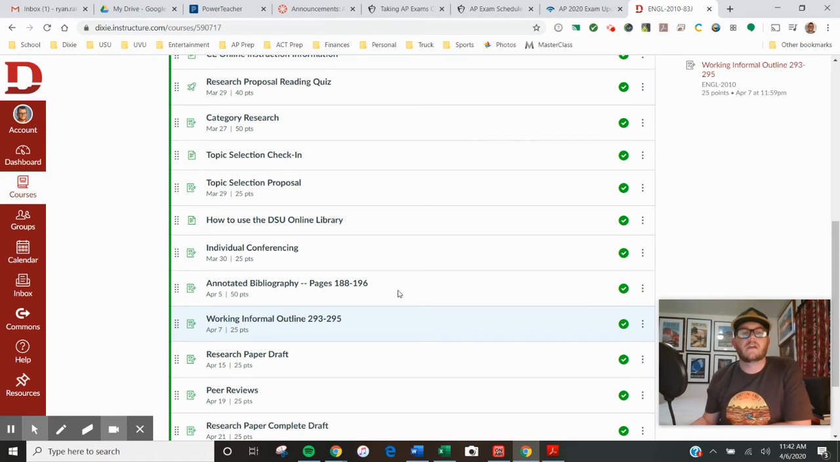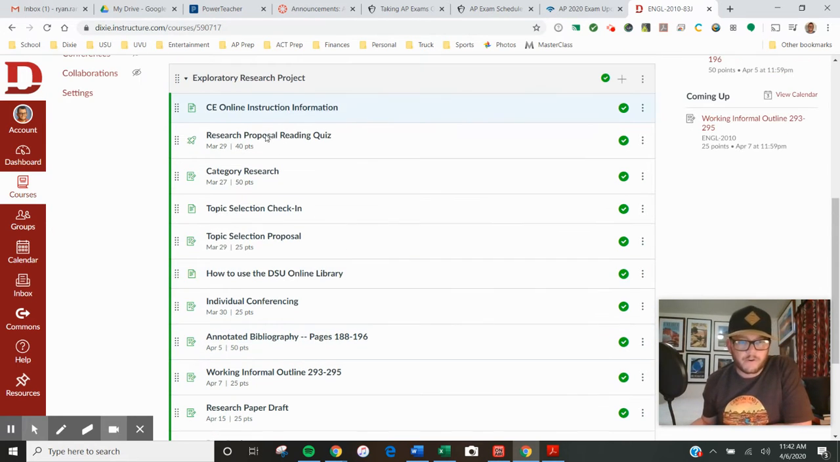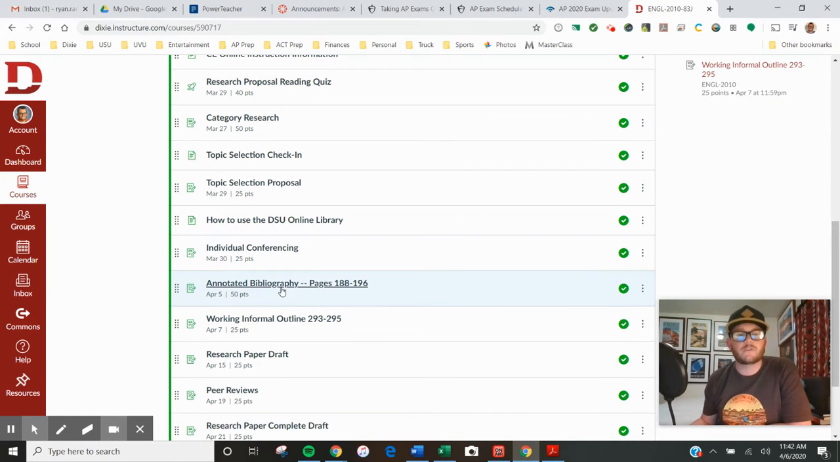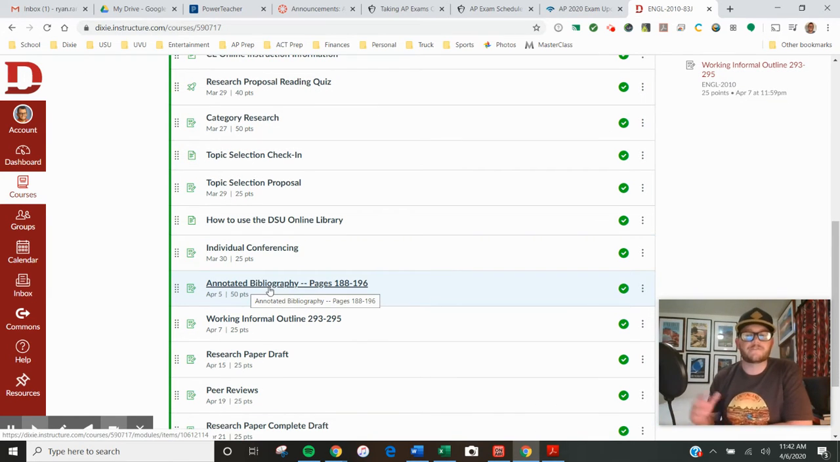But basically, what you've done so far is you researched multiple categories. You selected a topic. We had some individual conferences on those topics, and then you completed an annotated bibliography on 15 sources. The idea is, 15 sources is more than you actually need on your paper. What you need to do now is you need to look at those sources and pare them down. What message are you trying to deliver?